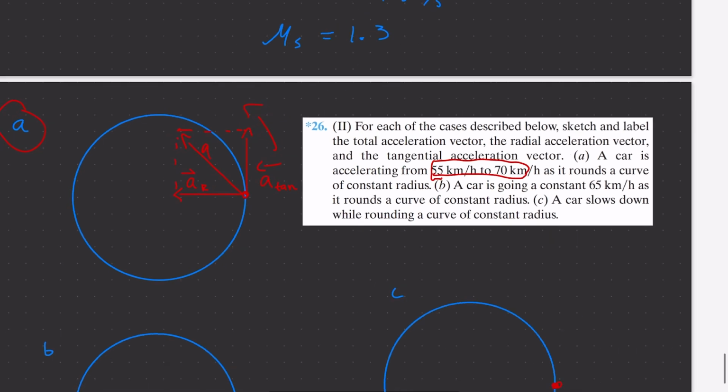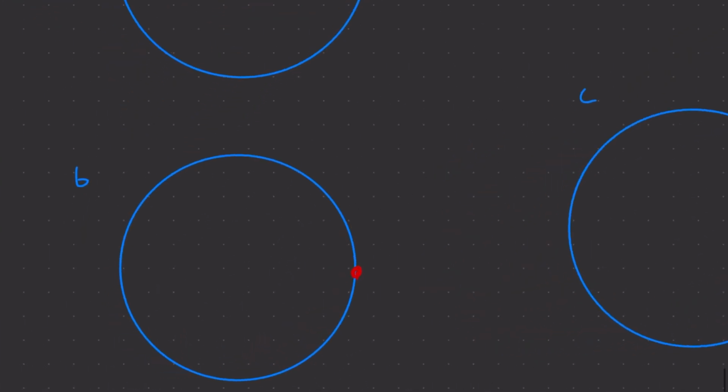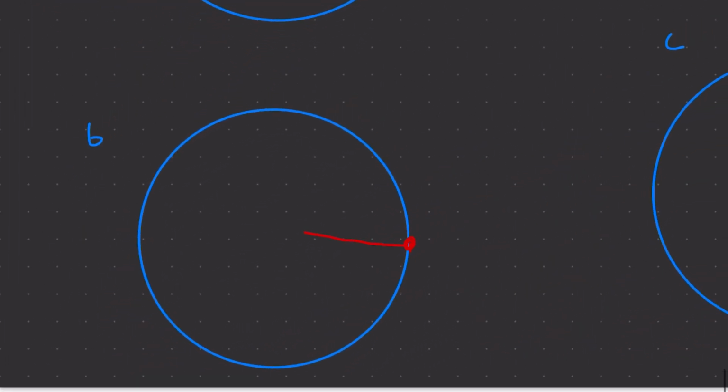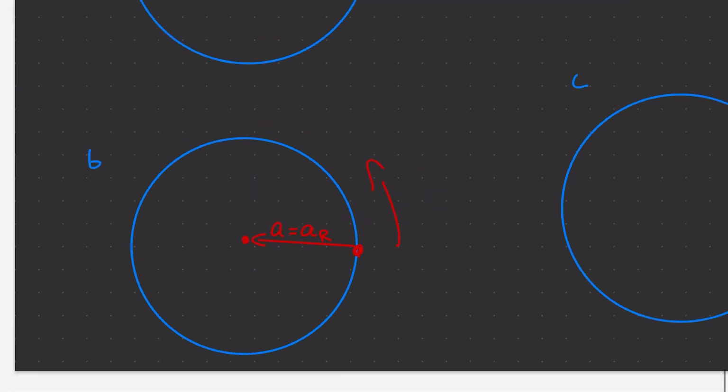All right, now let's look at number 2. It says a car is going at a constant 65 kilometers per hour as it rounds a curve of constant radius. So we have constant radius and constant speed. That means this is uniform circular motion. There shouldn't be a vector that represents tangential acceleration because the speed is constant, so that acceleration is 0. That means the total acceleration is all centripetal, pointing towards the center of the circle. So A total is just equal to A centripetal here. That's all there is to it, and that's whether it was going this way or this way, so no worries there. But for all of these, let's keep the same convention that we're going counterclockwise.